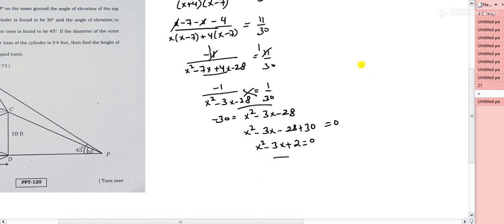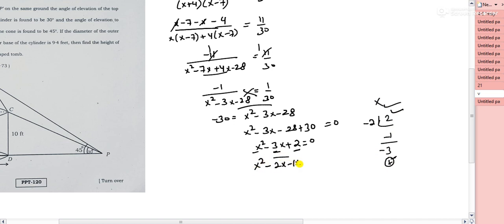Now solve this using either the formula method or factorization. Factorization seems easier, so I'll do it using that. So this is 2 ones, both of them are minus. Here you have to write a into c value, and the b value you have to write here. You need two numbers such that when you multiply you get 2, and when you add those two numbers you get minus 3. Okay, so I'm solving, hoping you know them.